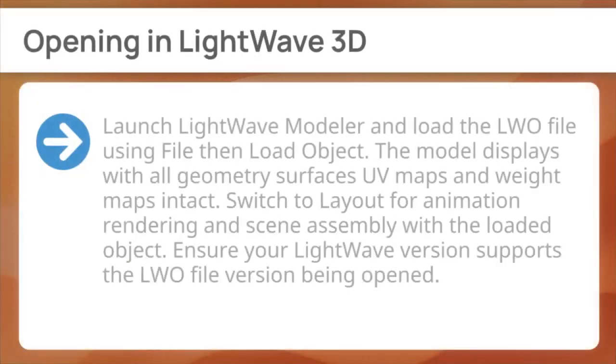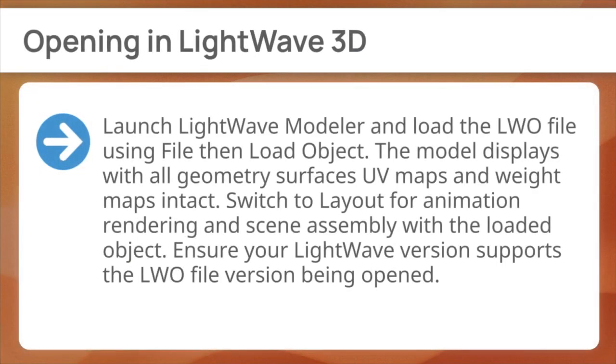First, opening in LightWave 3D, launch LightWave Modeler and load the LWO file using File, then Load Object. The model displays with all geometry surfaces, UV maps, and weight maps intact. Switch to Layout for animation rendering and scene assembly with the loaded object. Ensure your LightWave version supports the LWO file version being opened.